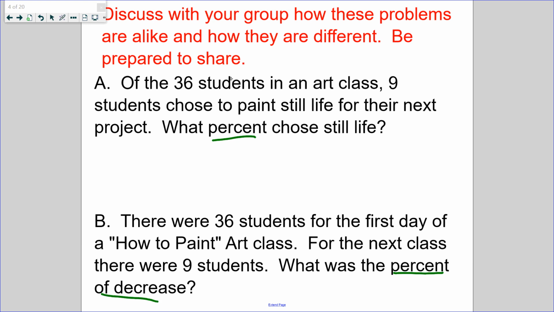In this one, it's asking what percent chose still life out of 36. And this one shows they started with 36 and now there's only 9. So it decreased, it dropped. Today we're going to be learning something called percent of increase or percent of decrease. What percent did it grow or what percent did it decrease?